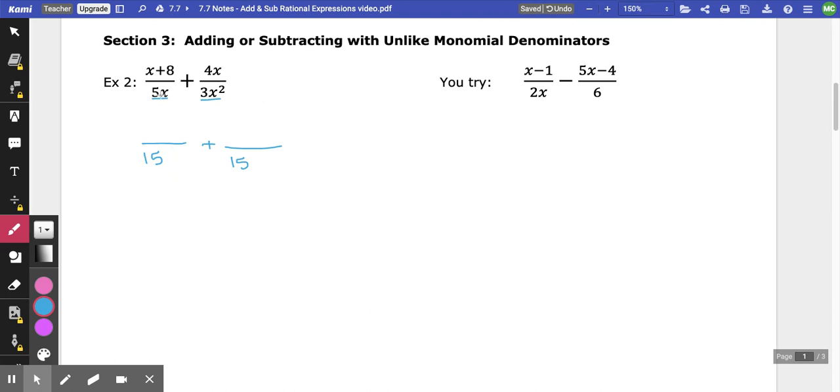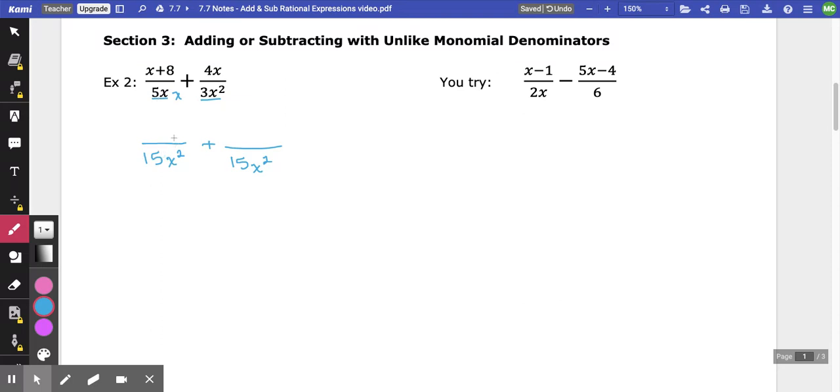Now I do notice that both of them have an x in them. One has an x and one has an x squared. So the smallest thing that I could turn both of those into would be x squared. As that first one, if I multiply it by x, it would become x squared. The second one is already x squared. So I can't reduce the denominators at all. All I can do is just multiply things in there.